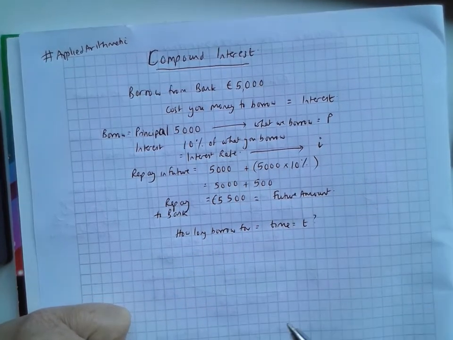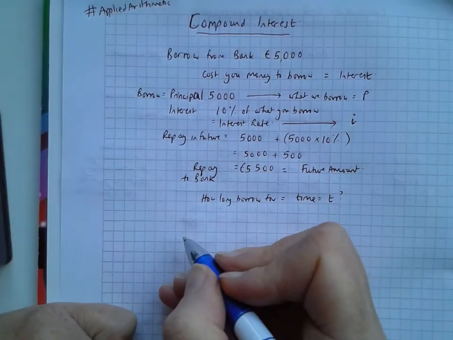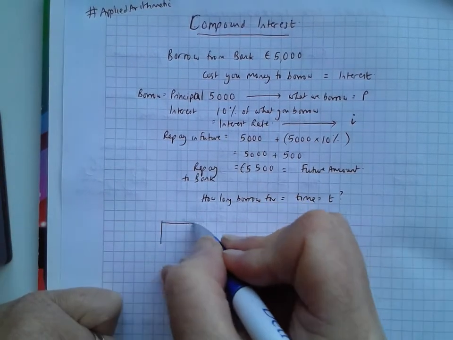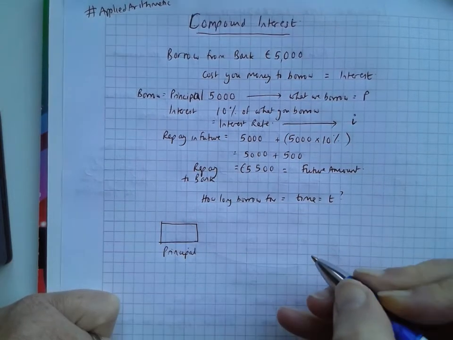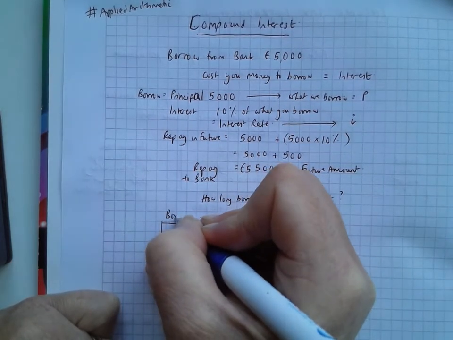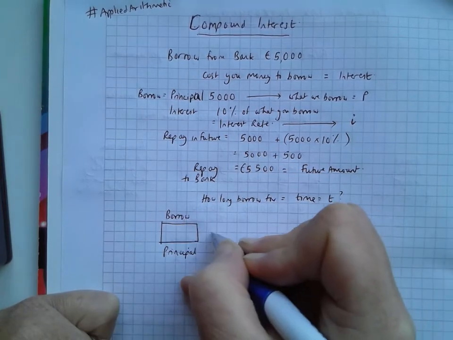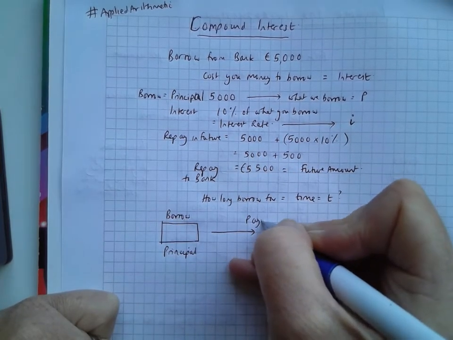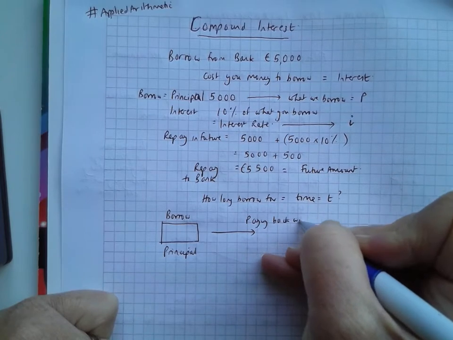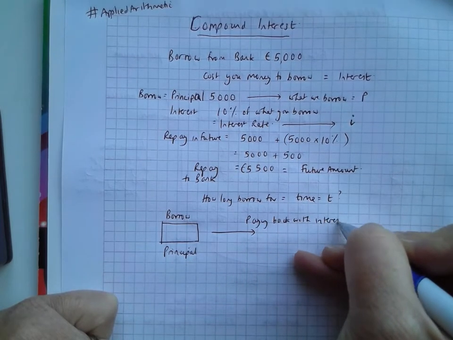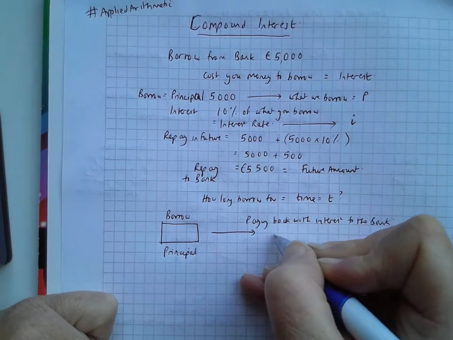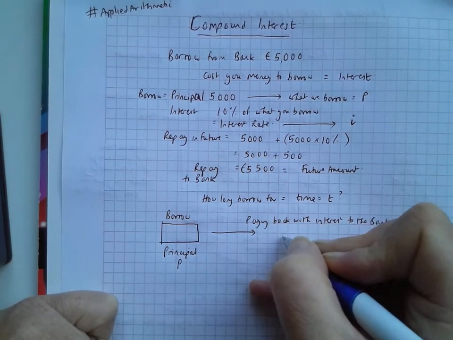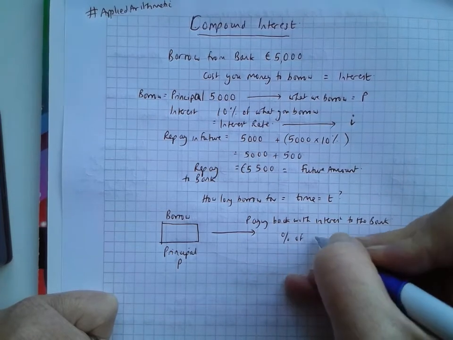Basically, what's happening is you're going to the bank, you're borrowing the principal, so that's what you're borrowing. You're then paying it back with interest to the bank, and that interest is a percentage of the principal.